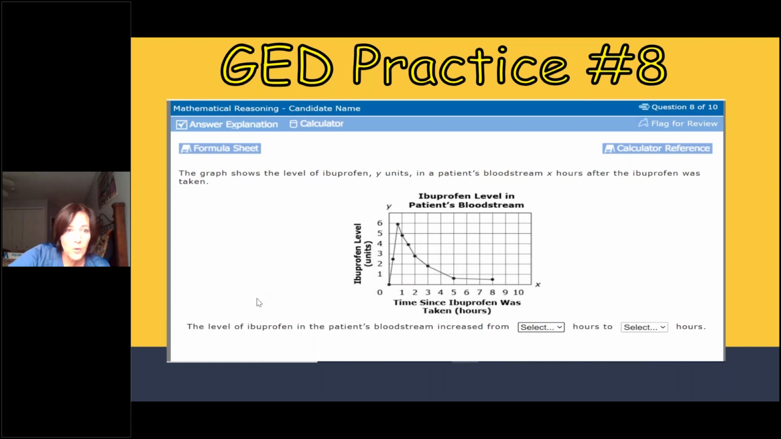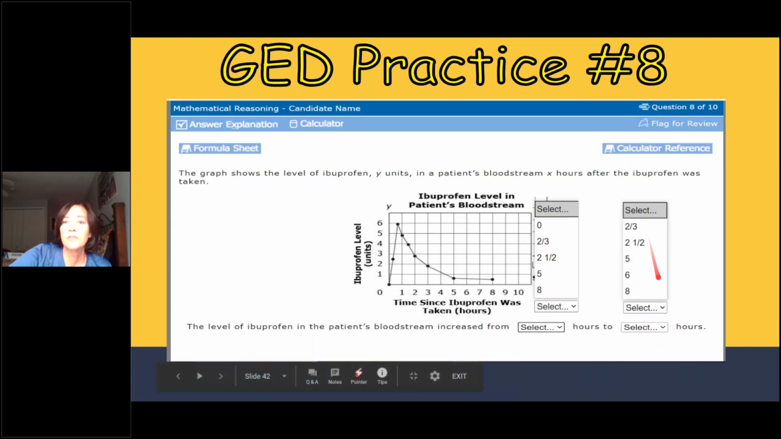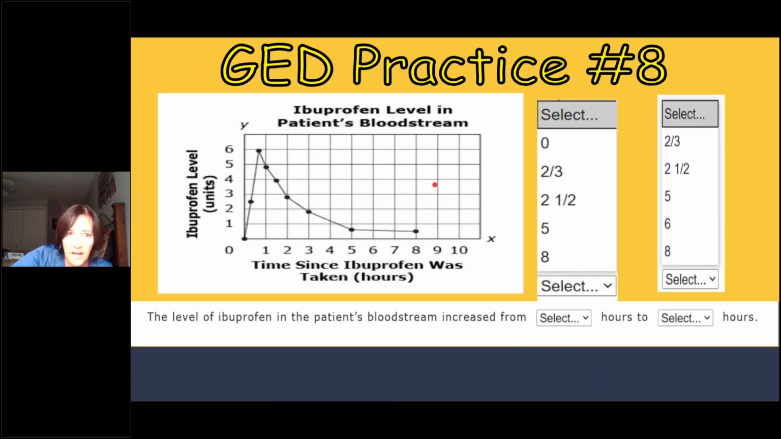So they want us to say the level in the patient's bloodstream increased from what amount, from what number of hours to what number of hours. Okay, so the first selection box, these are our choices for the number of hours. Second selection box, these are our choices for the number of hours. Okay, on your chart here, we have to find where the graph was actually increasing. And there's only one point where it was, and it was right here at the beginning.